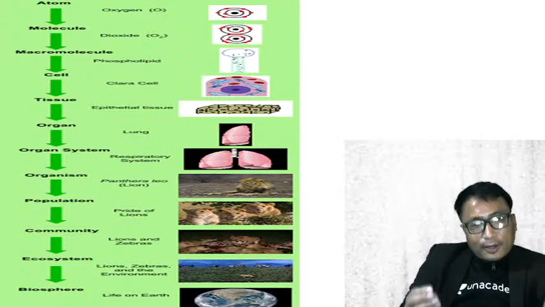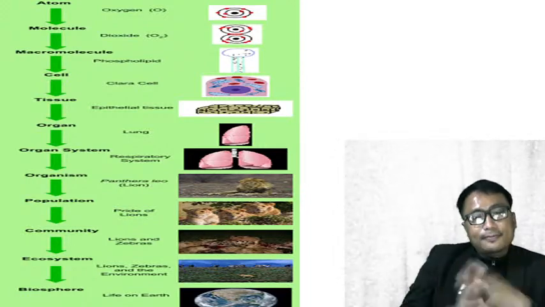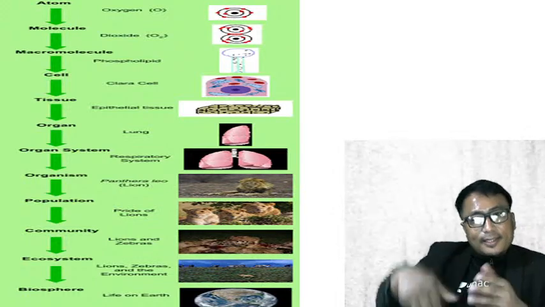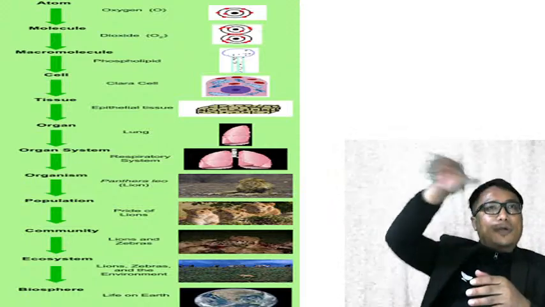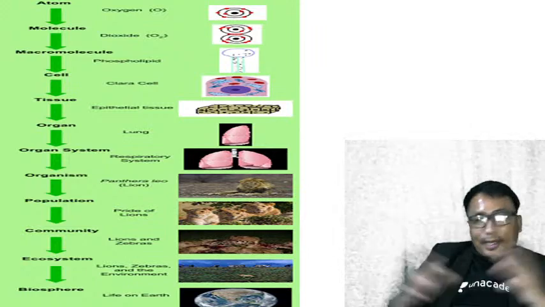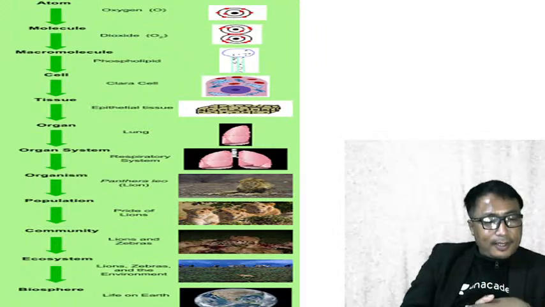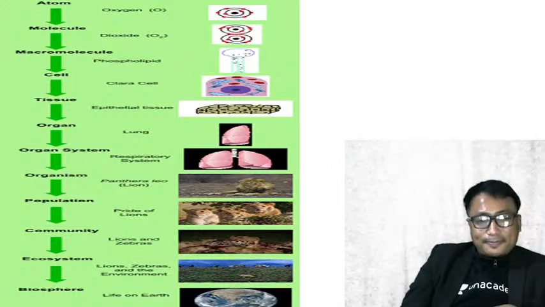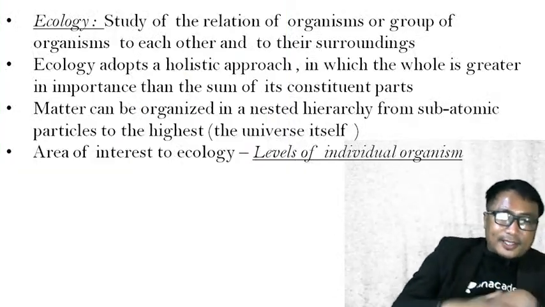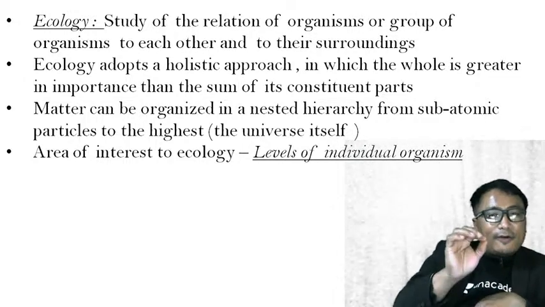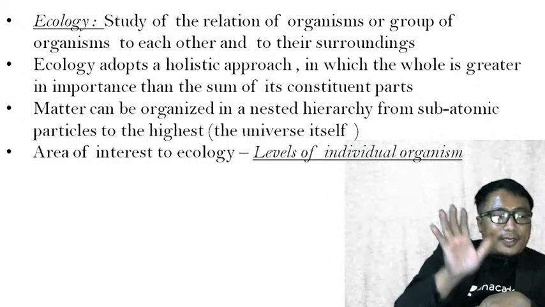Now, all the organisms require a certain surrounding. Therefore, a community of organisms plus the surrounding environment results in an ecosystem. A collection of different ecosystems results in the formation of the biosphere. Clear? The area of interest as far as our ecology is concerned is from the level of the individual organism.